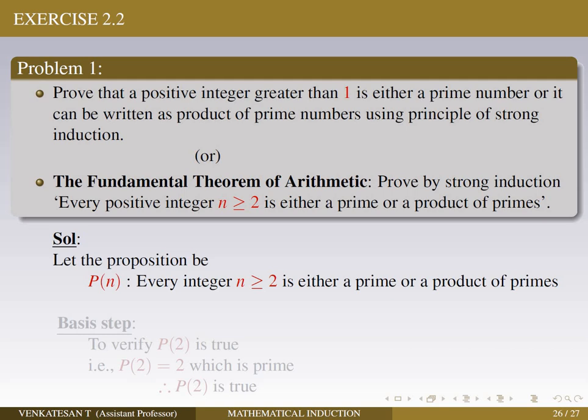Solution. Let the proposition be P of n such that every integer n greater than or equal to 2 is either a prime or a product of primes. First, let us discuss the basis step. What is the initial value here? Since n is greater than or equal to 2, we want to verify that P of 2 is true. When you consider P of 2, we are getting 2, which is directly a prime number. No need to consider the product of primes here because 2 is already a prime number.